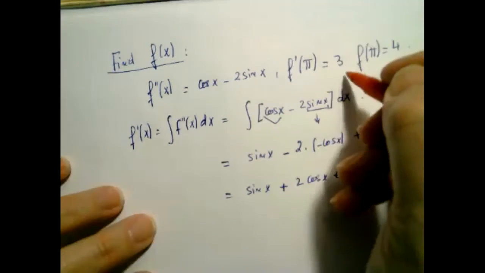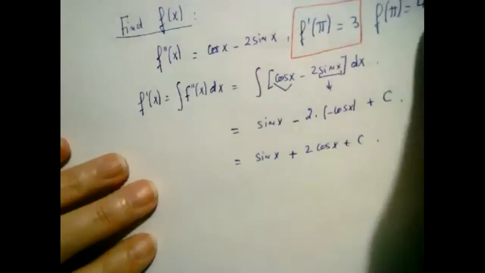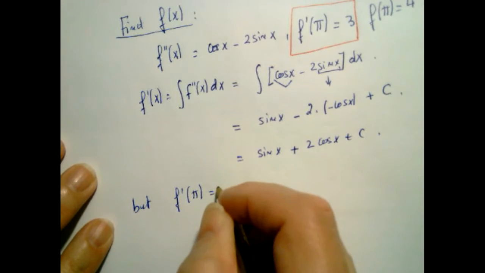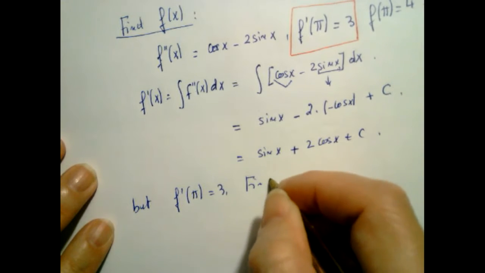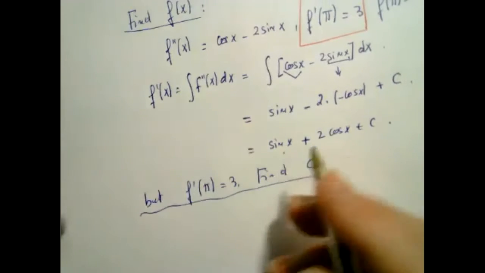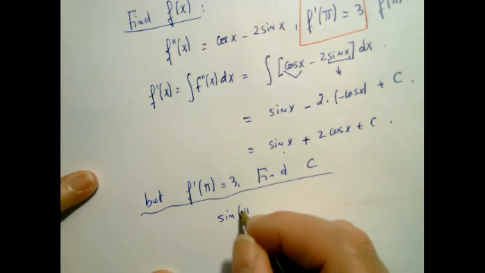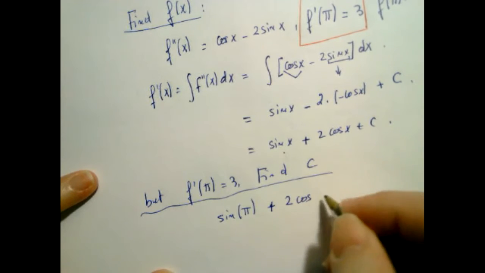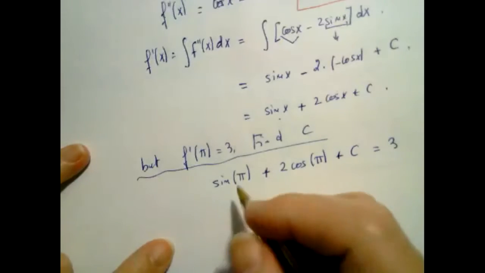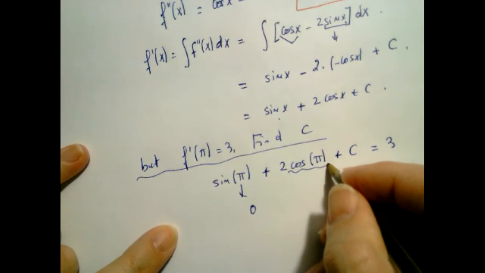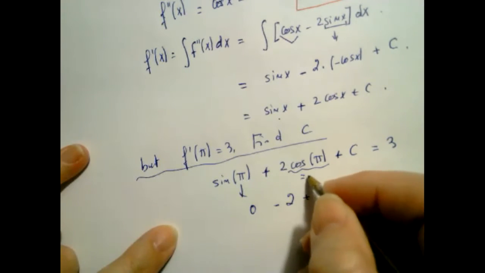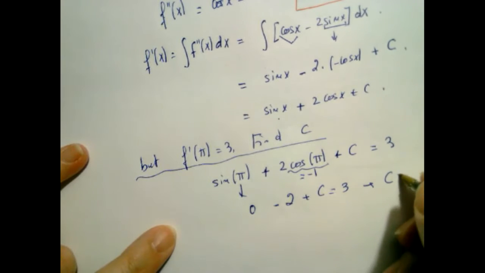But now because I have initial conditions, otherwise I have to keep my c, I say, okay, but I want f prime to take pi to 3. So let us find the c that will force f prime to take pi to 3. Okay, so I plug in pi into the expression: sine pi plus 2 cosine pi plus c. I want this to equal 3. Now I find my c. Sine pi is 0. Cosine pi is minus 1, so 2 cosine pi is minus 2 plus c equal to 3. This will give me that c equal to 5.